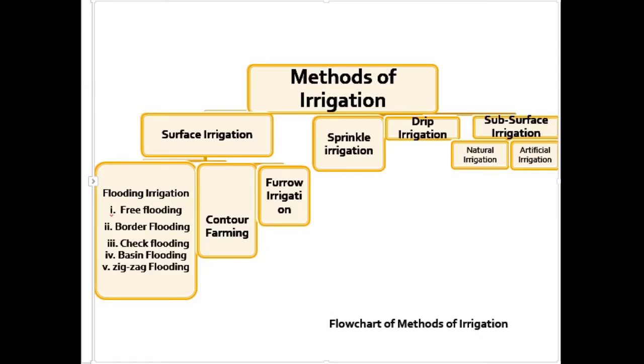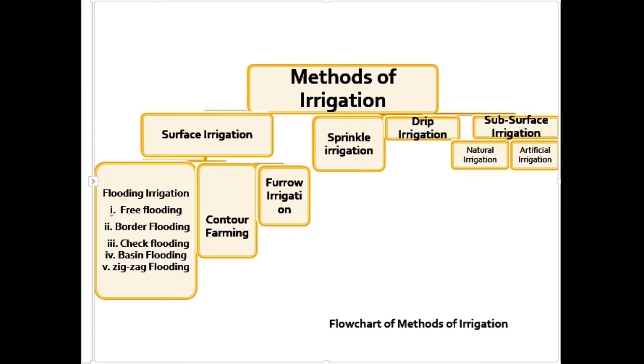Here the methods of irrigation are classified into four topics: first is surface irrigation, second is subsurface irrigation, third is sprinkler irrigation, and fourth is drip irrigation. The surface irrigation method is further classified into three types: first is flooding irrigation, second is contour farming, third is furrow irrigation. Flooding irrigation can be further classified into free flooding, border flooding, check flooding, basin flooding, and zigzag flooding.